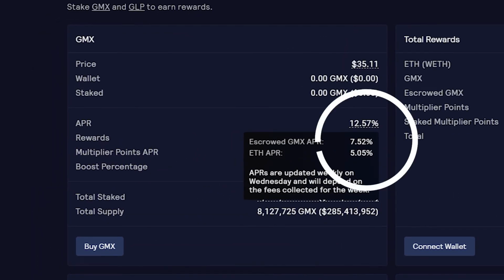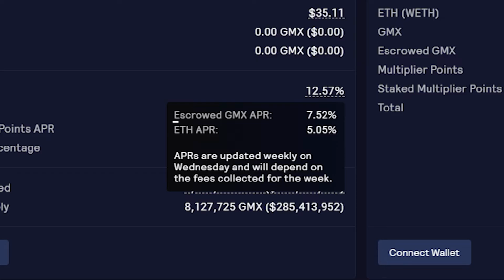The major difference when it comes to the GMX token is the token utility of GMX. Unlike Uni and Cake, if you buy and stake the GMX token on the platform, you can earn yield up to 12.5%, of which a major part comes from the fees that are captured by the GMX protocol. Majority part of that is coming through the fees, but also a major part of this APR comes from the escrowed GMX rewards that GMX gives to its liquidity providers.